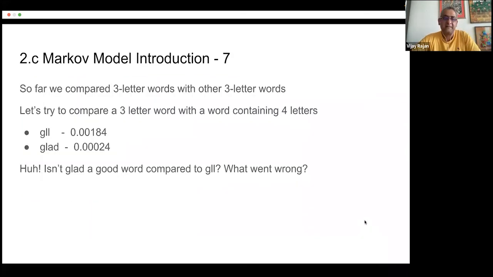The problem now is when you have a 3-letter word and a 4-letter word. Now, GLL clearly is gibberish, but GLAD is an absolutely perfect English word. How do you score GLAD over GLL? In this example, as you're multiplying probabilities, the numbers keep getting smaller and smaller. And GLAD has 1, 2, 3 consecutive pairs, GL, LA, AD, whereas GLL has only GL and LL. So obviously GLAD is going to have a smaller score, but hey, wasn't this supposed to work in the first place? Why is GLL getting a better score?